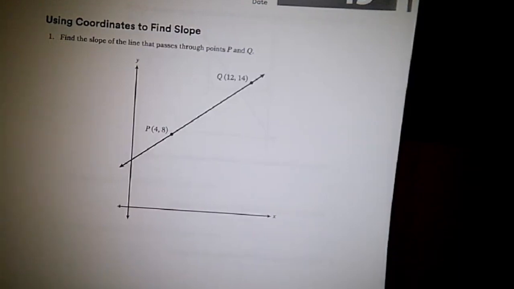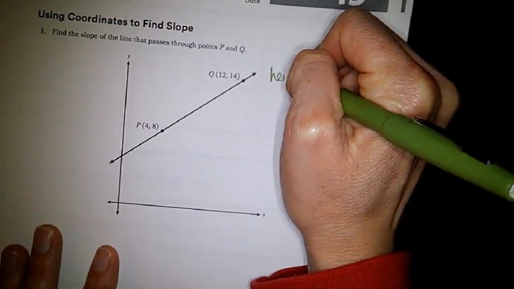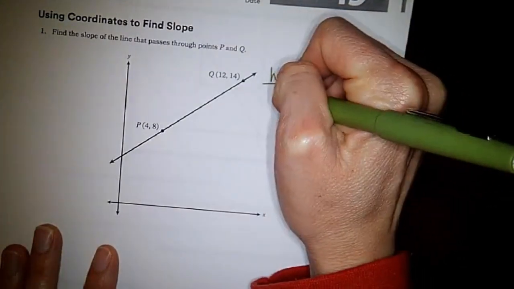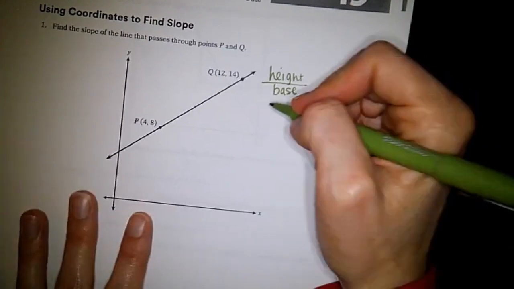Fantastic. So we're going to use coordinates to find slope, and we're going to find the slope of the line that passes through the points P and Q. So ready? What were we looking for? We were looking for the what to what ratio? Height to base. Okay, so I'm going to write that over here on the side. Height to base. Okay, what other type of ratio were we using? Rise over run.